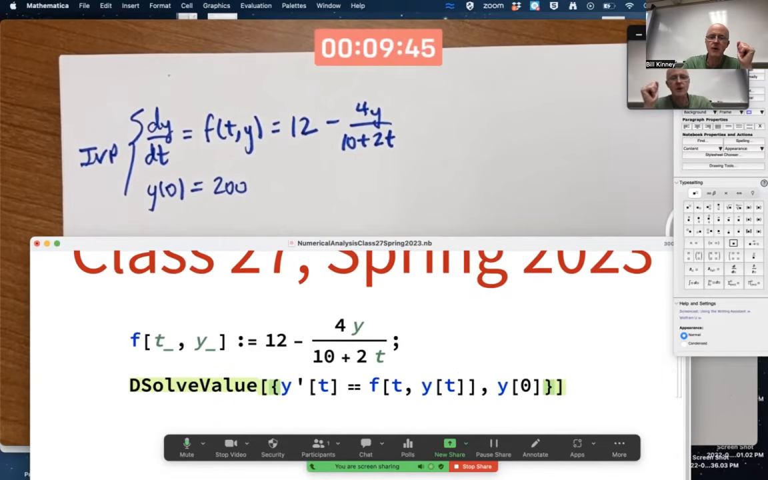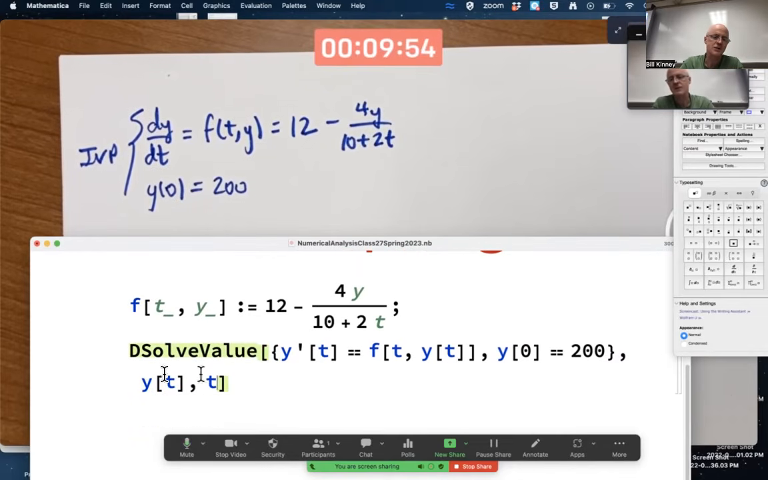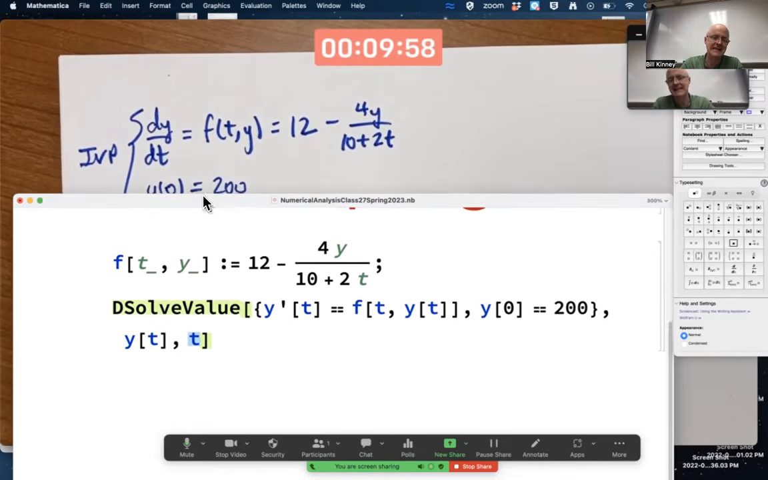And then the initial condition, something other than what we did before. I'm using 200 this time. Again, use double equal signs. Outside the list, put a comma, y of t, comma, t, to emphasize we're trying to solve for y of t, and yes, the independent variable is t.